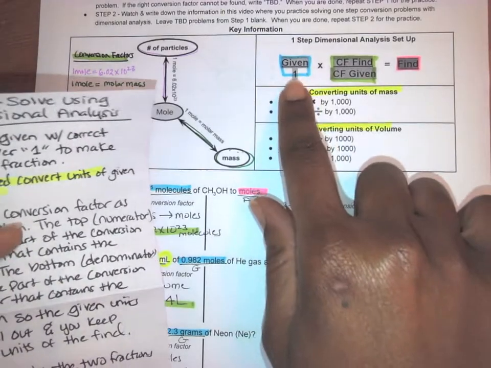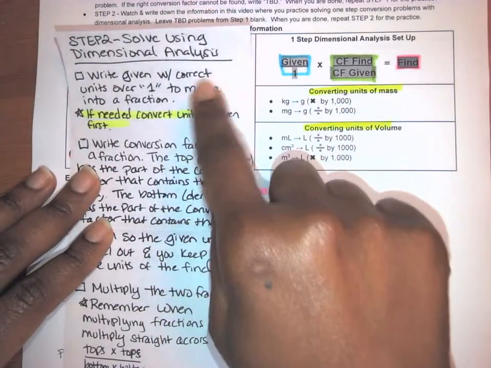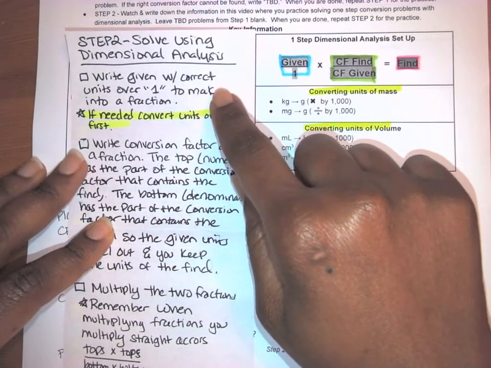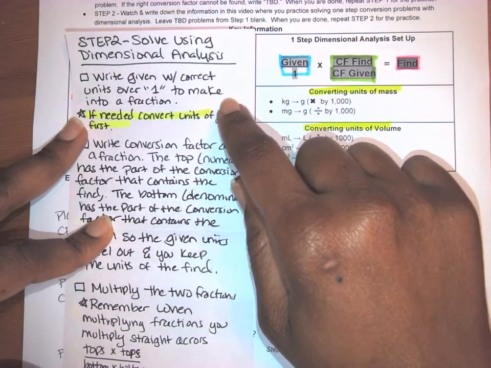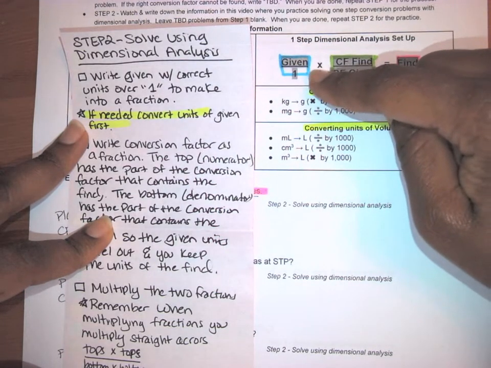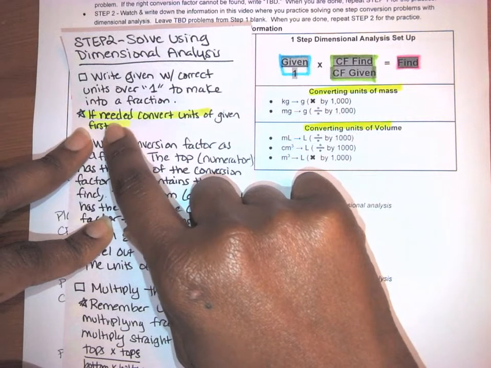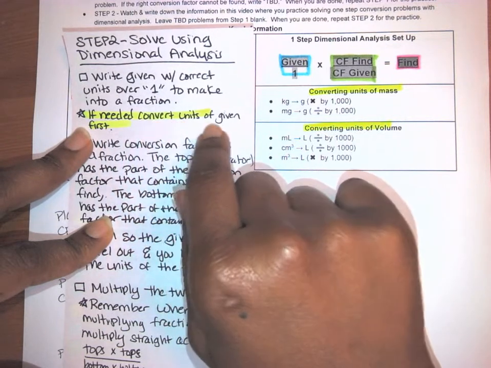Remember, this is the setup here, so I'm going to also explain it in words as we go through. The first thing we're going to do is write our given with the correct units over 1 to make it into a fraction. So we're going to write this thing here, this blue fraction, given over 1. Now, I highlight it here in yellow. If needed, we're going to convert the units of the given first.